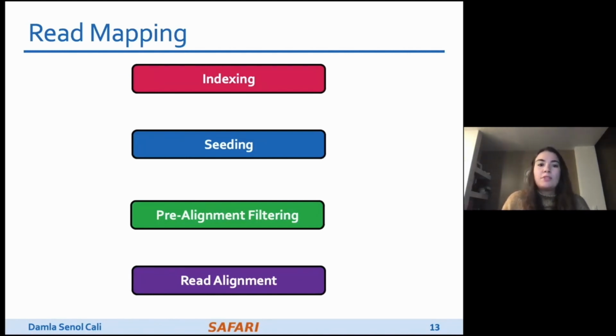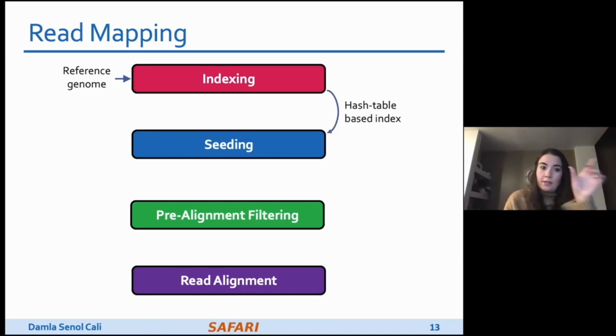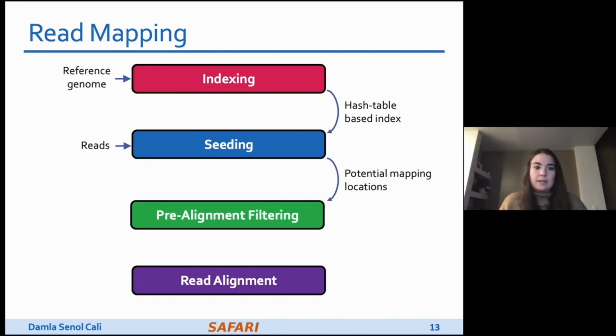First, read mapping starts with indexing the reference genome. This index contains all possible fixed length substrings, which we call seeds, as the keys, and the exact match locations of these substrings in the reference genome as values. So we come up with a hash table, where the keys are fixed length substrings and their exact match locations are the values. Then in the seeding step, we query this index structure for determining potential mapping locations of each read in the reference genome, using the substrings of the reads, which are again called seeds. That's why it's called seeding, because we are querying that generated hash table based index with the seeds coming out of the reads. And seeds are, as I said, the substrings of the read.